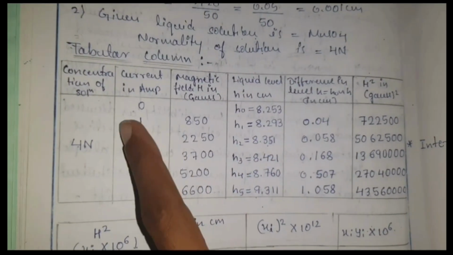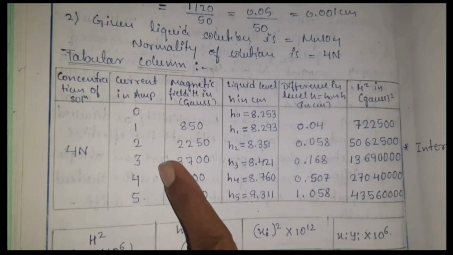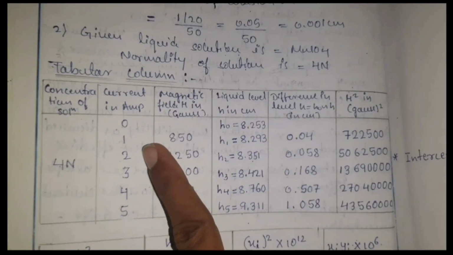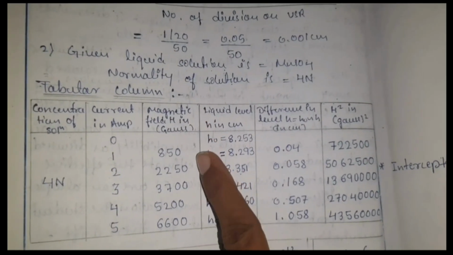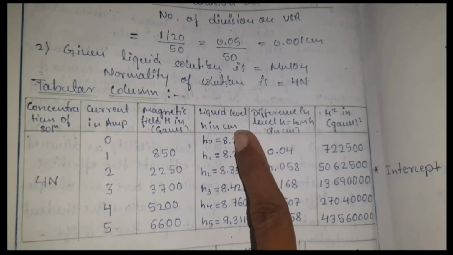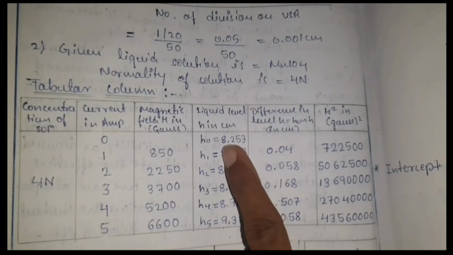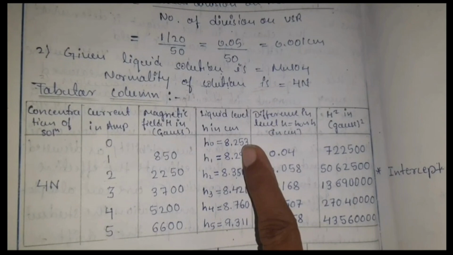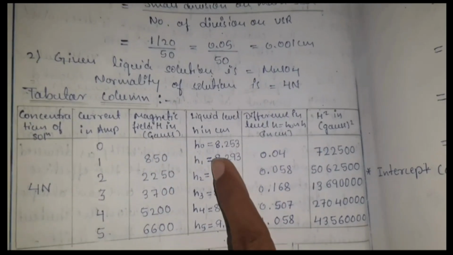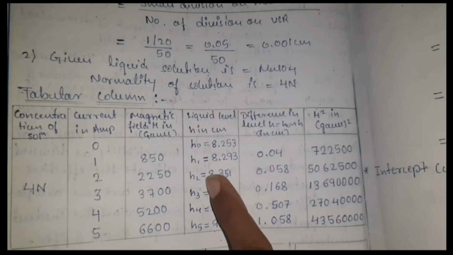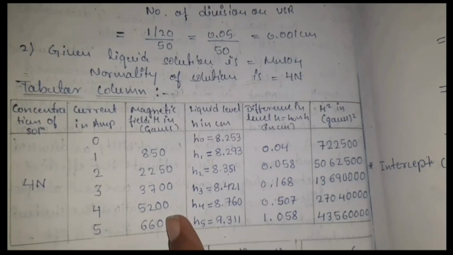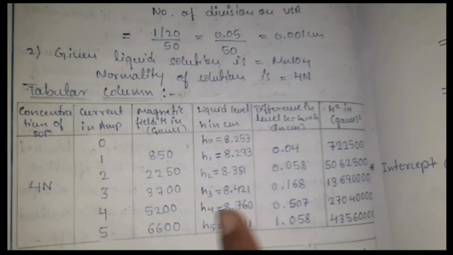So here is the tabular column: concentration of solution, current in ampere, which you are applying with the help of the constant power supply, magnetic field H, which you should note down, and liquid level h in centimeter. h0 you have to take for zero applied current, and the remaining h1 up to h5 for the applied current in steps of 5 milliampere and the corresponding magnetic field.